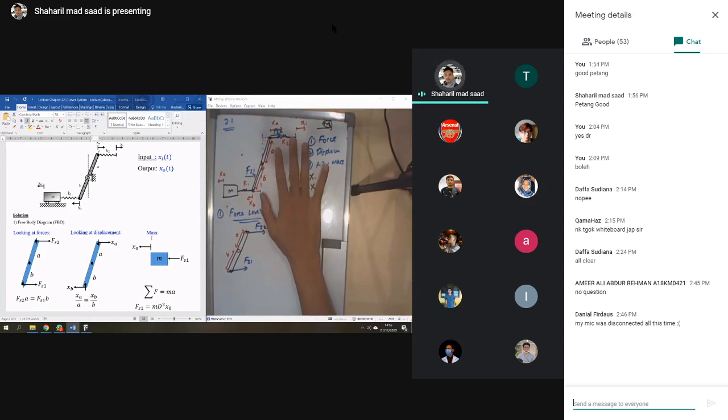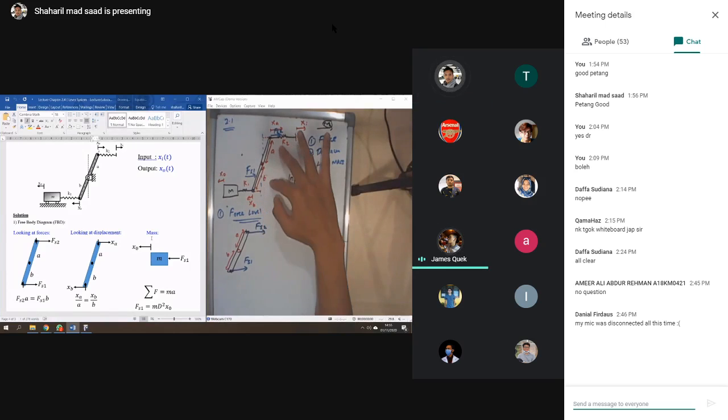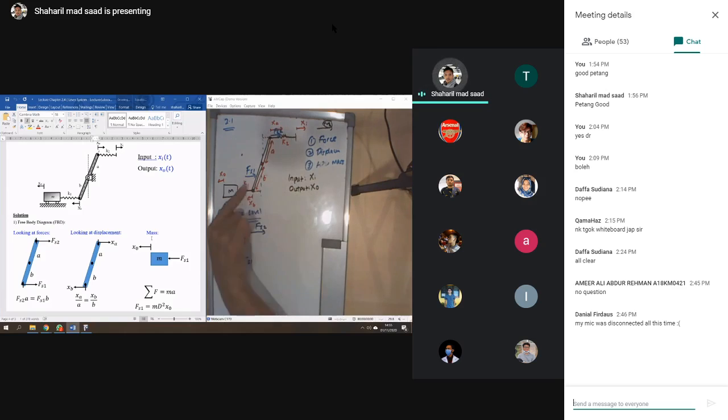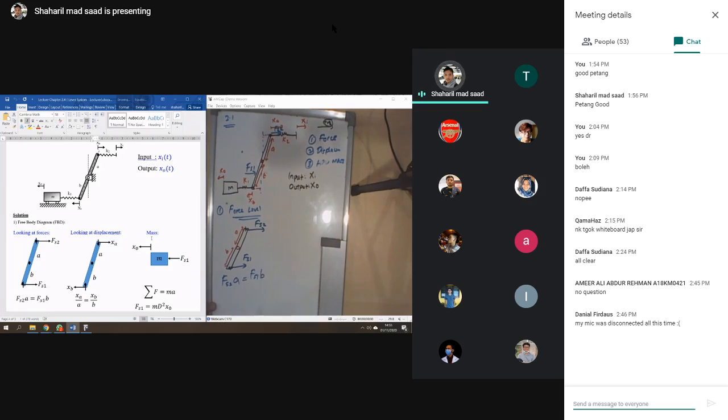Is it clear? So when you pull it, the force from the spring will go into this direction. Why? Because this spring will try to push it back. Okay, done. So from this force, we can get Fs2 times A equals Fs1 times B. So this is the first equation.